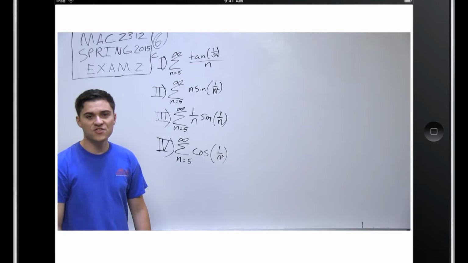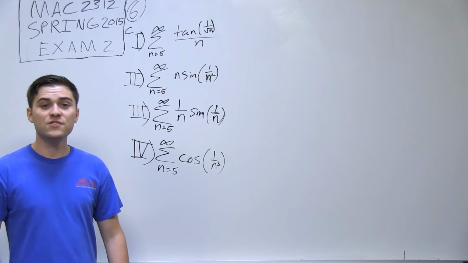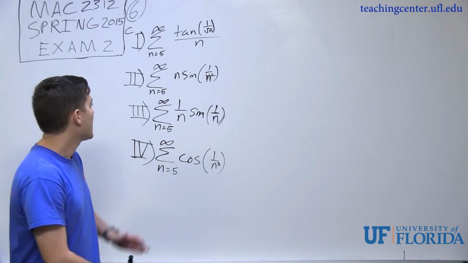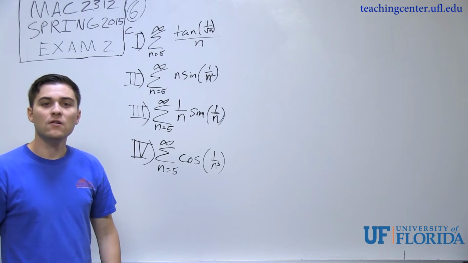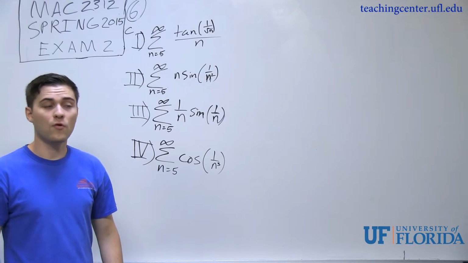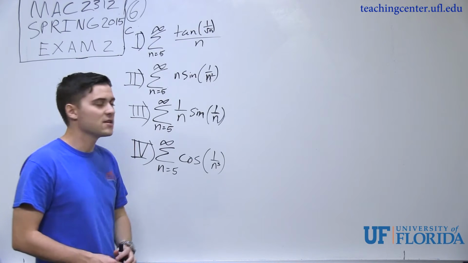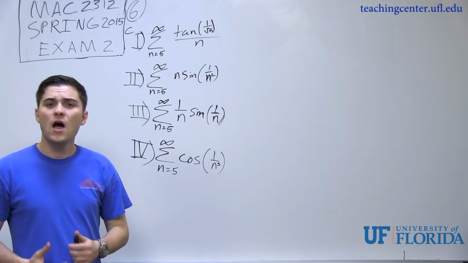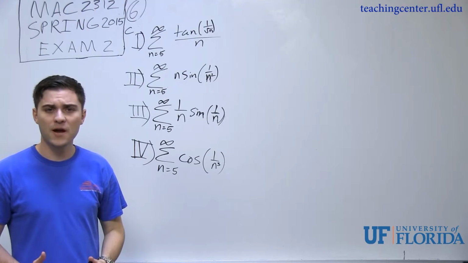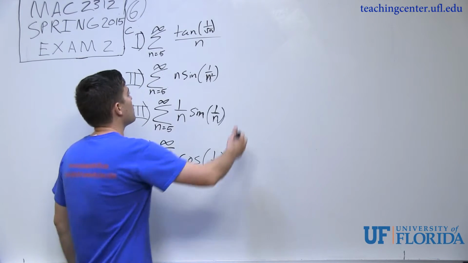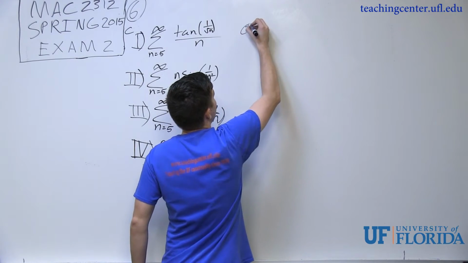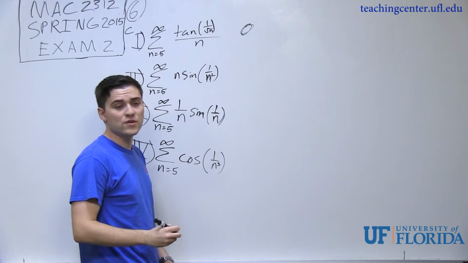So problem number 6 is asking you to find which of these series are convergent. It gives you 4 options, starting with the first one, tangent of 1 over root n, over n. Well, let's see, with tangents and sines, I usually want to use some kind of comparison test. So what I'm going to do is compare it to something and see if I can figure out if it converges or diverges.